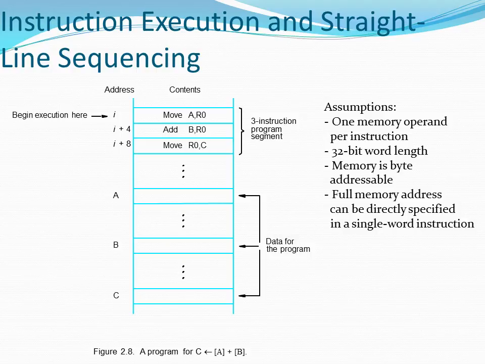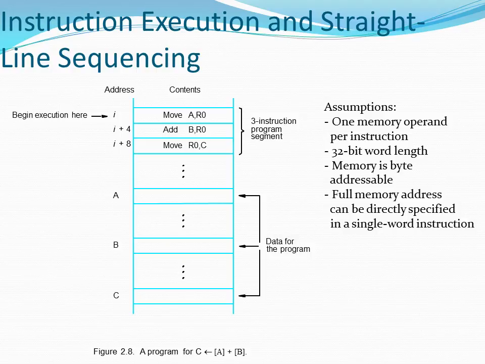How can we execute these instructions? First of all, the program is stored in memory. Here we have different memory locations: I, I plus 4, I plus 8. Why I and I plus 4? Because here the word length is 32 bits, and whenever we have a 32-bit word length, the address locations are 0, 4, 8 like that. Here we consider each instruction to be 4 bytes long. The first instruction is at I, the next instruction is at I plus 4, and the next is at I plus 8.